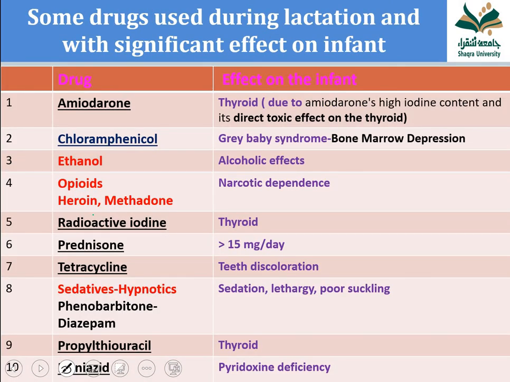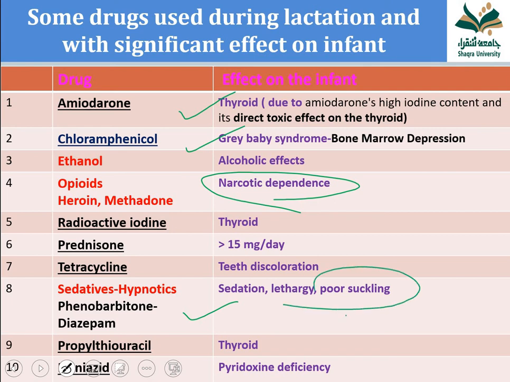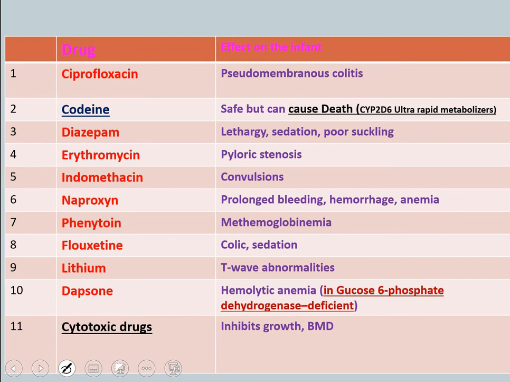This slide tells you about some drugs that can create a problem during lactation and what organs are affected. Amiodarone is going to affect the thyroid, clomiphene causes Krebs syndrome, and opioid or narcotic analgesics cause steroid depression and dependence. Then sedatives and hypnotics: the baby's suckling is affected because it will also sedate the baby. So it depends. You can just study it.